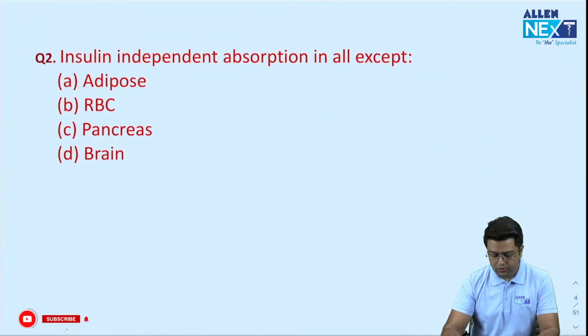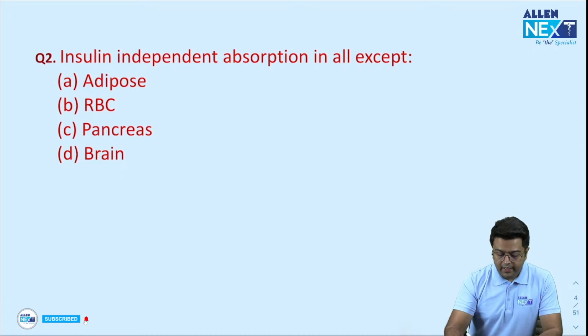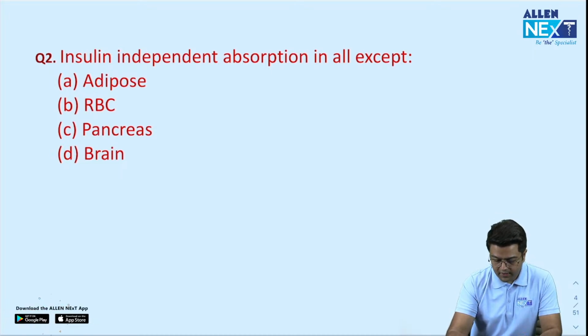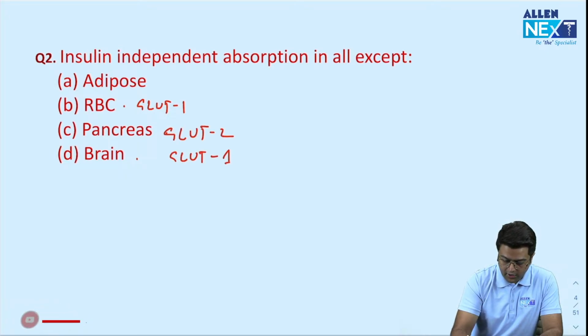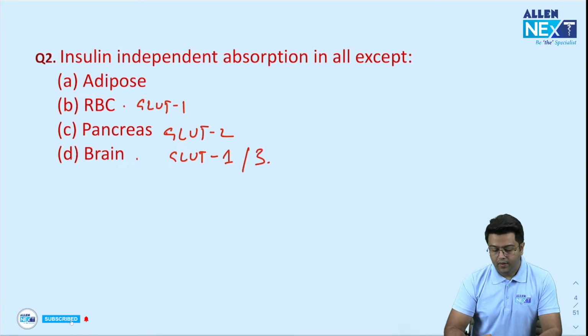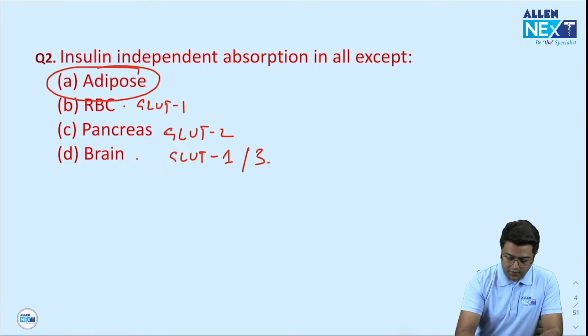So moving to our next question, number 2. Insulin independent absorption is seen in all of the following except. So independent of insulin. Guys, RBCs are insulin independent, yes. Pancreas, yes. Brain, yes. In the RBCs we have GLUT1. In the pancreas we have GLUT2. And in the brain again we have GLUT1 or 3. Fine. So adipose tissue is the answer.